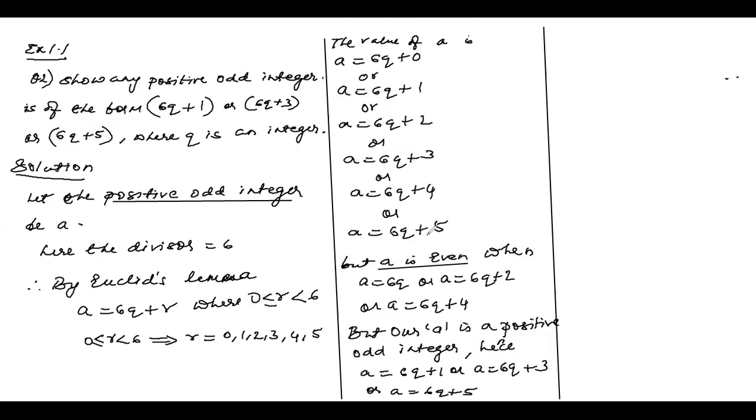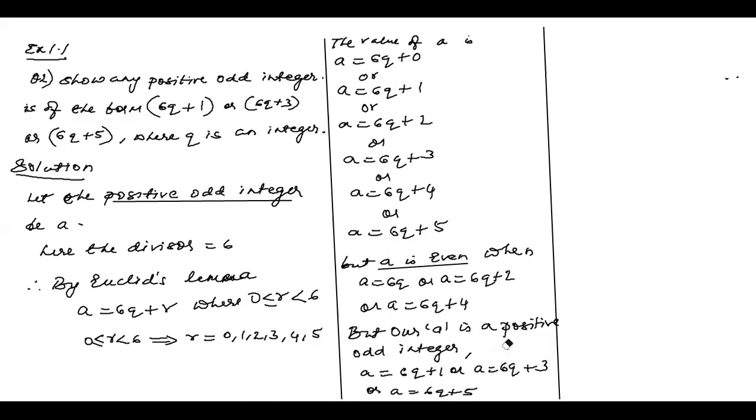But A is even when you see A is equal to 6q or A is equal to 6q plus 2 or A is equal to 6q plus 4. Even matlab they are even numbers. They can be divided by 2. Therefore, but A is a positive odd integer. Hence, what will happen, beta?